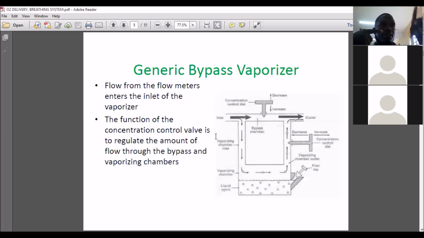Those that you see like these, you see those T's, that one is called this. They can either work concurrently or independently.